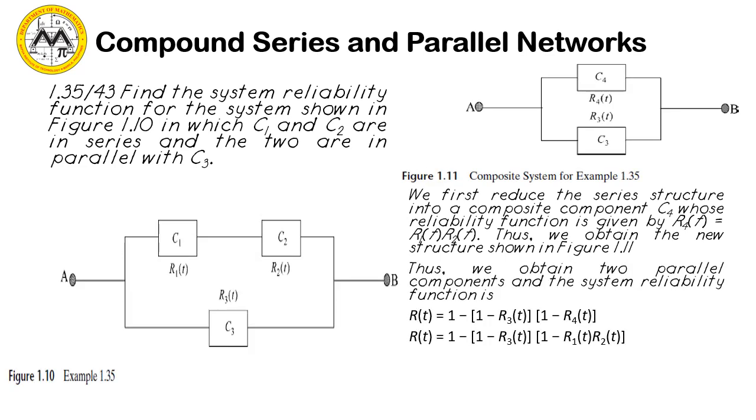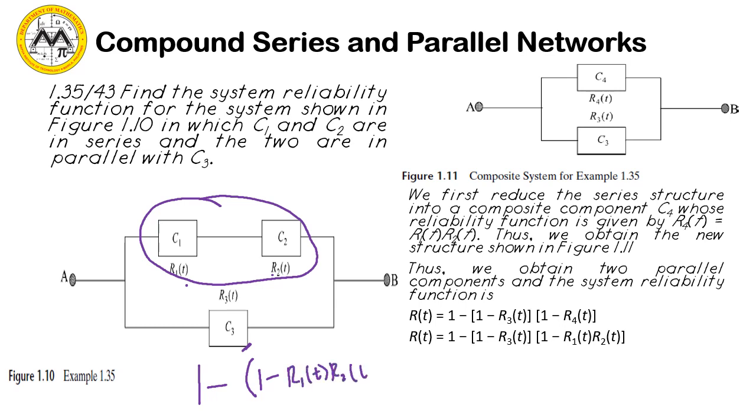Consider this one. So this would be R1 times R2. That would be the reliability, R1 times R2, because they are connected in series. And then it is connected in parallel to this one. So the result would now be 1 minus R1 R2, and then 1 minus R3. So this is the reliability.